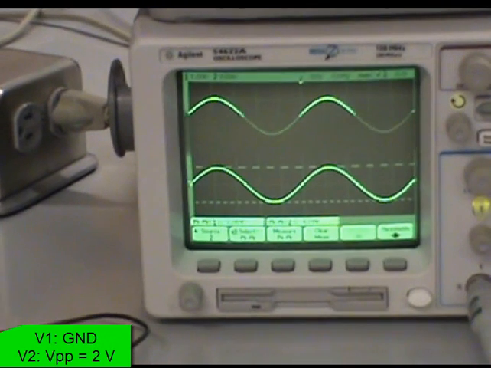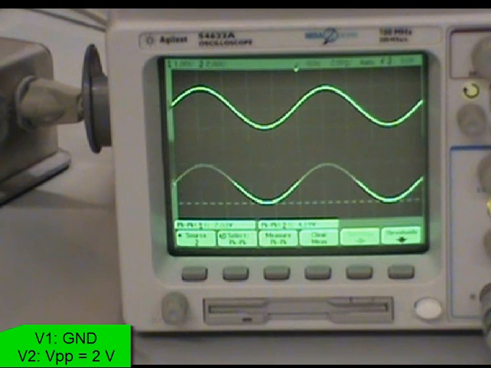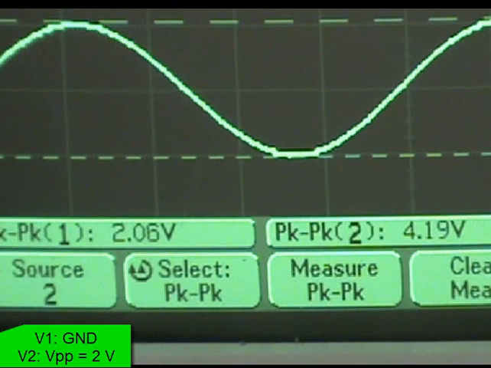The scope shows both the non-zero input signal and the output signal simultaneously. Channel 1 is the input, the sine wave, and channel 2 is the output signal. And clearly, those two signals are in phase. Here's the amplitude of the two signals.